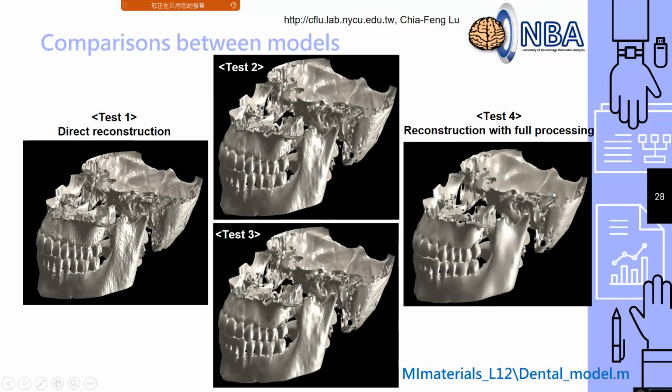Of course, you can find all the code within this dental underline model .m file. This is a quick comparison for your reference. You can see the results from tests 1, 2, 3, and 4. I think it is very easy to see the difference right here. Okay, again, an oversimplified model may not be ideal. So you need to tune the parameters to find the best result.